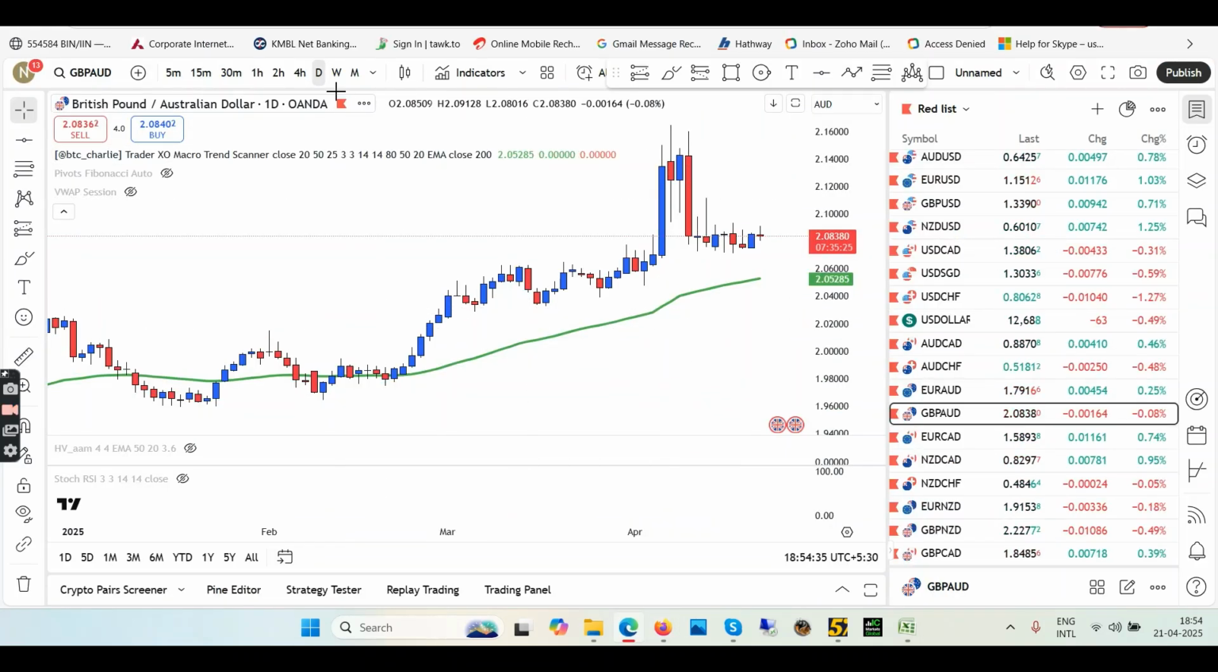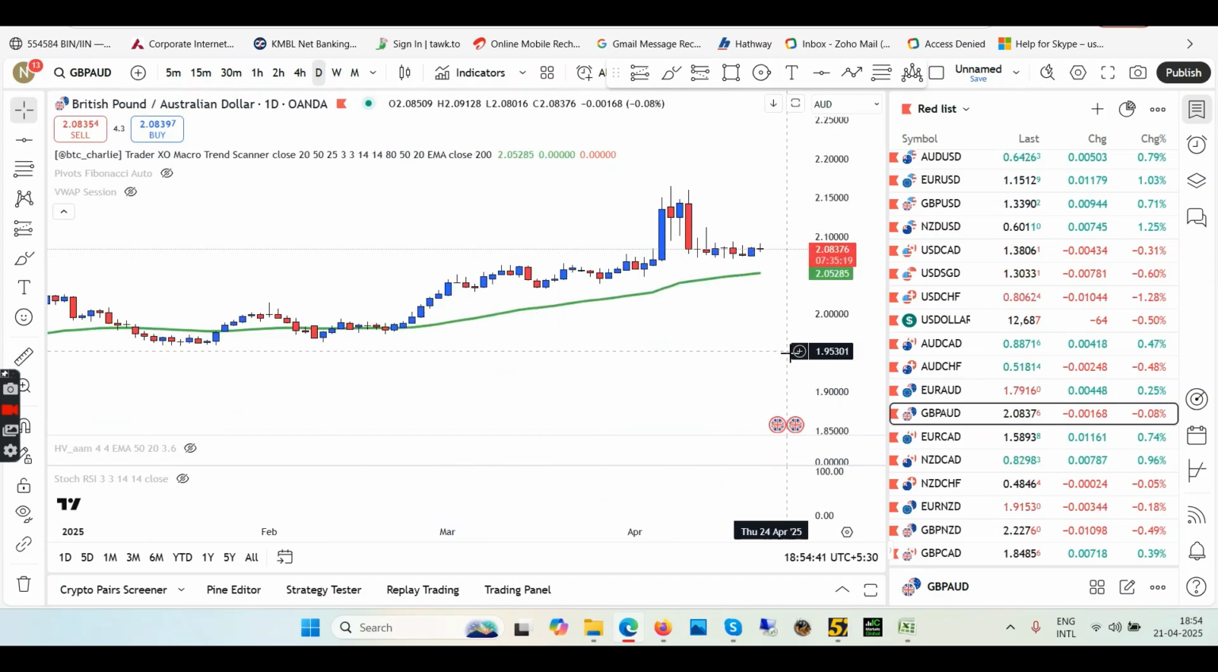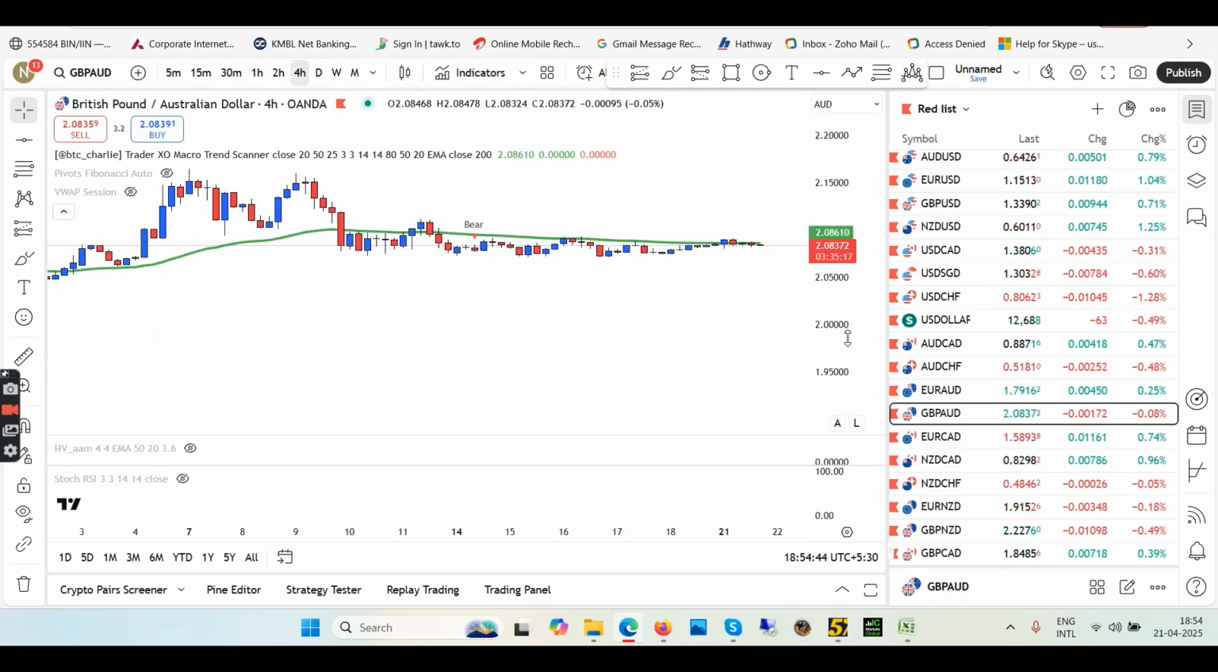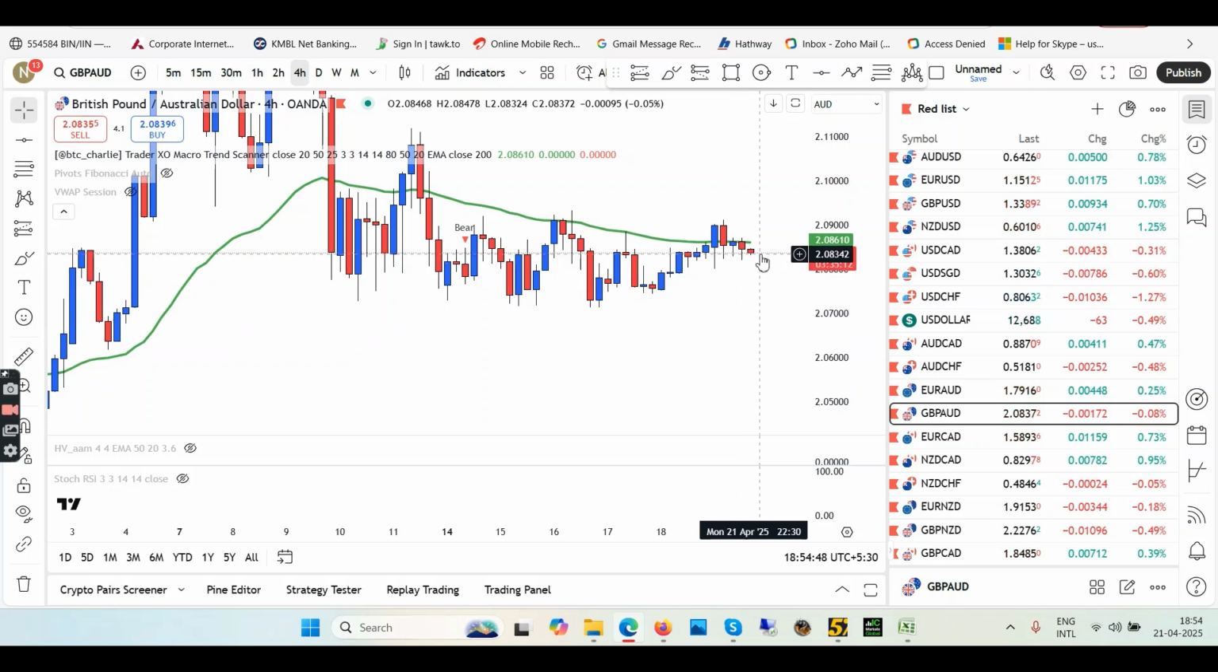We'll start the top-down approach starting with weekly. Weekly is clearly an uptrend. So GBP AUD is in the uptrend in weekly. Daily is again an uptrend, and 4 hour is in downtrend. For now it's downtrend, but it's quite possible it might go up.